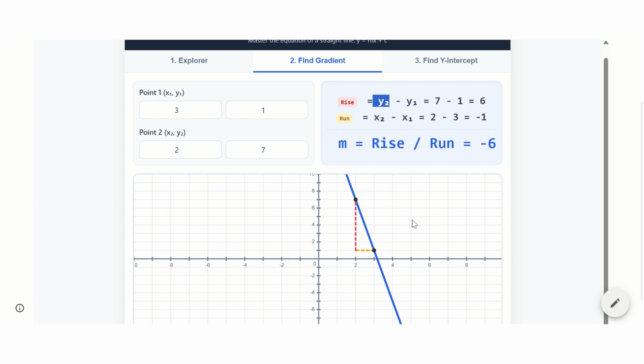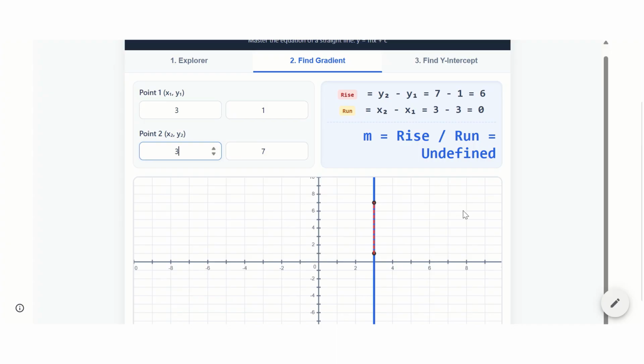So that's how you find the gradient. Then what happens if I use a vertical line? You see now that this is a vertical line. The equation is x equals 3. You see the gradient is undefined because the run is 0 and the rise is 6 units. See the one highlighted in red, there are 6 units there, but 6 divided by 0 is mathematically undefined. So a vertical line will have an undefined gradient.